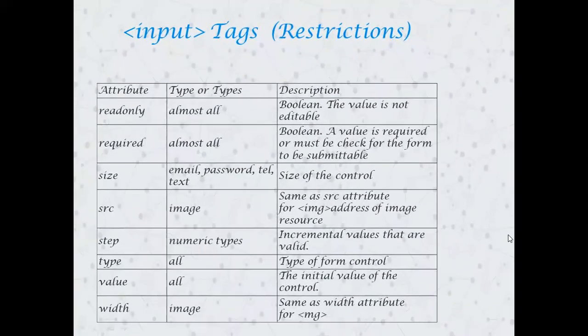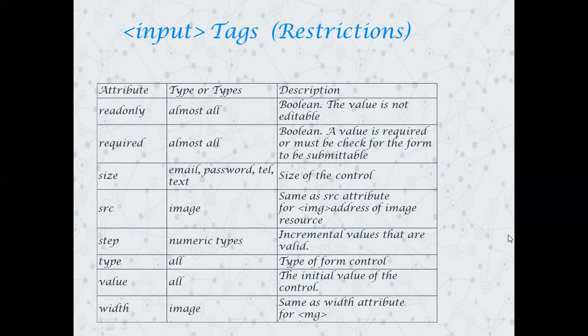Next is readonly. When you give it on your site, it should not be editable. The person who comes to visit the site can only read. That means they can read, but they can't edit. Required: when we give that a field should be filled. If it is not filled, we have seen many times when we enter any form, it is compulsory. They mark it with an asterisk or a dot that this field is compulsory. If it is not filled, your form will not be submitted.